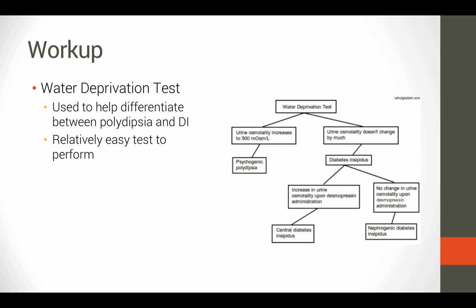And then once you have narrowed down that it might be diabetes insipidus, then you can administer desmopressin, or synthetic ADH, to see what it actually does to the osmolality. If the osmolality changes once you give ADH, then it's probably more of a central diabetes insipidus. Versus if you do the desmopressin and nothing really changes, then it's probably a nephrogenic diabetes insipidus.